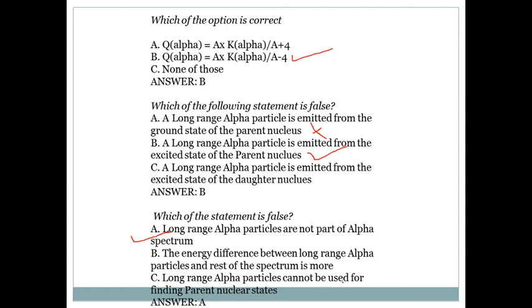Long range alpha particles cannot be used for finding parent nuclear states. So the correct option here, which of the statements is false? Long range alpha particles are not part of the alpha spectrum. So this is the false statement, while this is a correct statement, this is a correct statement, and this is a false statement. So answer is going to be A.